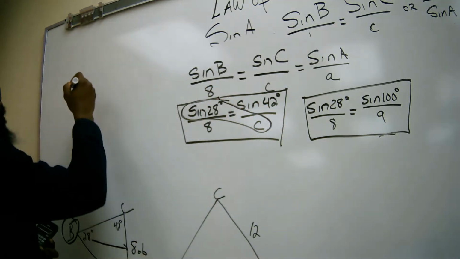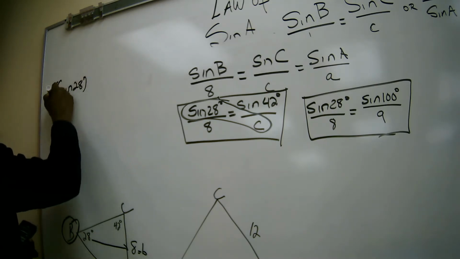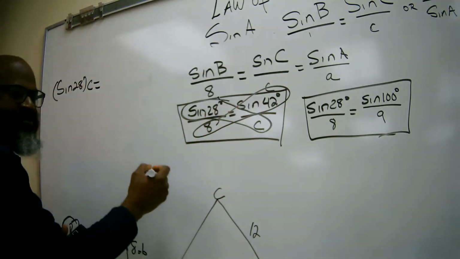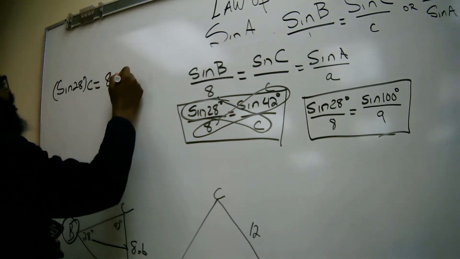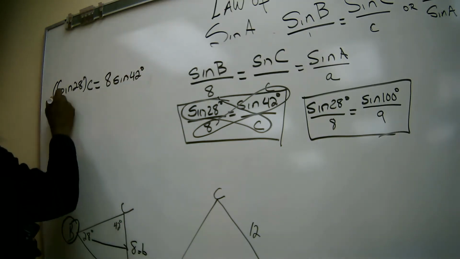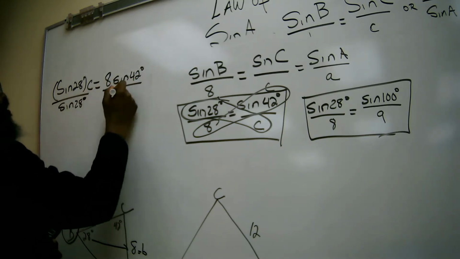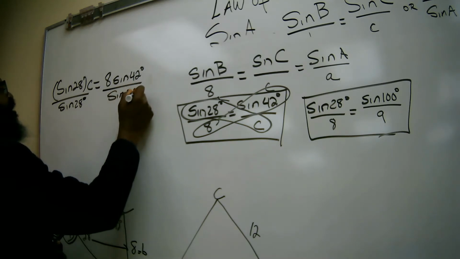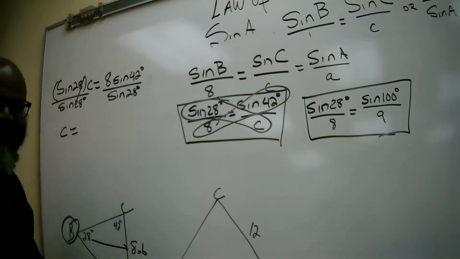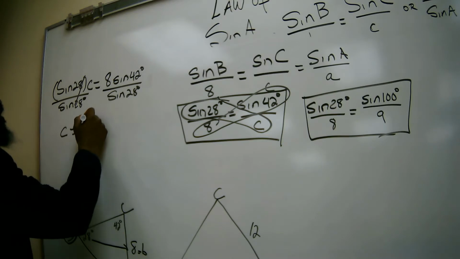That would be sine of 28 degrees times c is equal to 8 sine of 42 degrees. In this case, in order to find c, you will have to divide both sides by sine of 28. And in some tests, that will be your answer. But since you may have to round, then you will have to answer those information. And that will be 8.